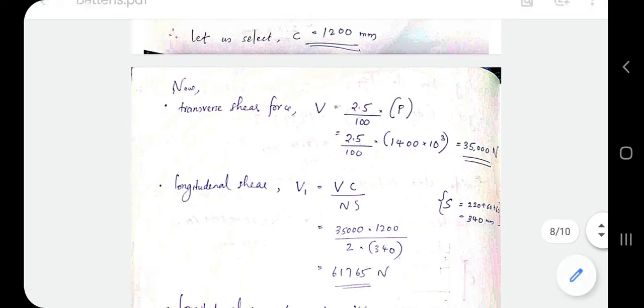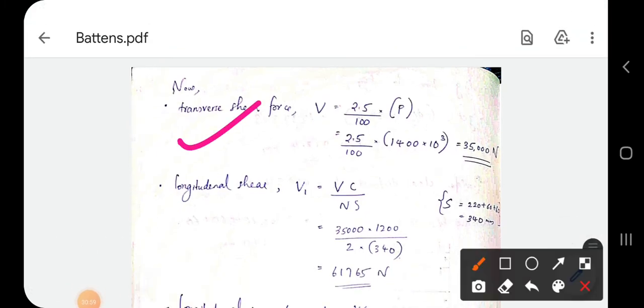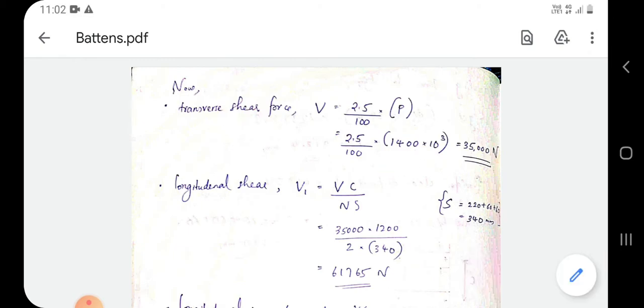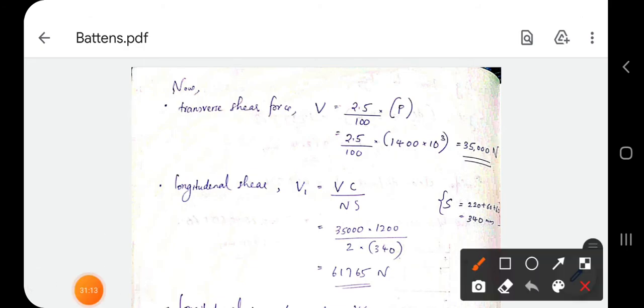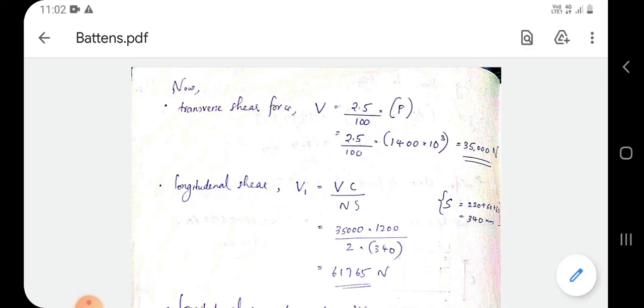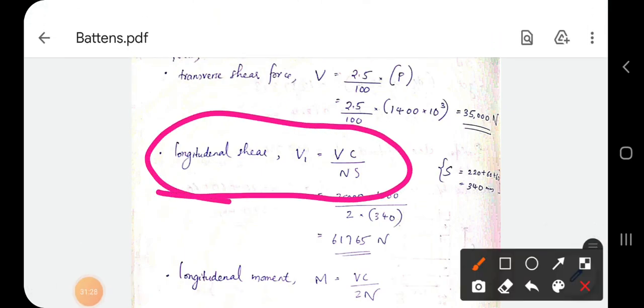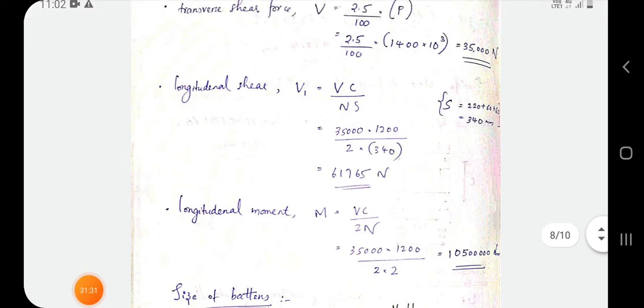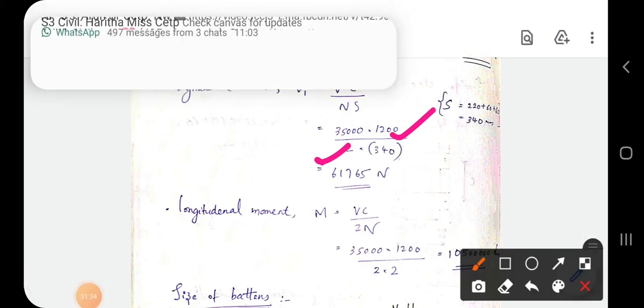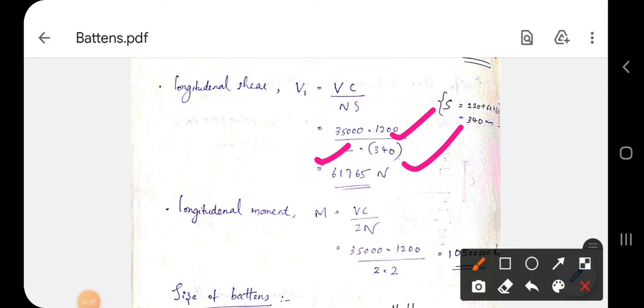So next we have to find transverse shear force. V is equal to 2.5 percentage of axial load. Axial load is 1400 kilonewton, make it in newton, and we found transverse shear force equal to 35,000 newton. Okay, 35 kilonewton or 35 into 10 cube newton. So from this, find the longitudinal shear force. V1 is equal to V into C by NS. C we already found out 1200, N is 2, and S is 340.